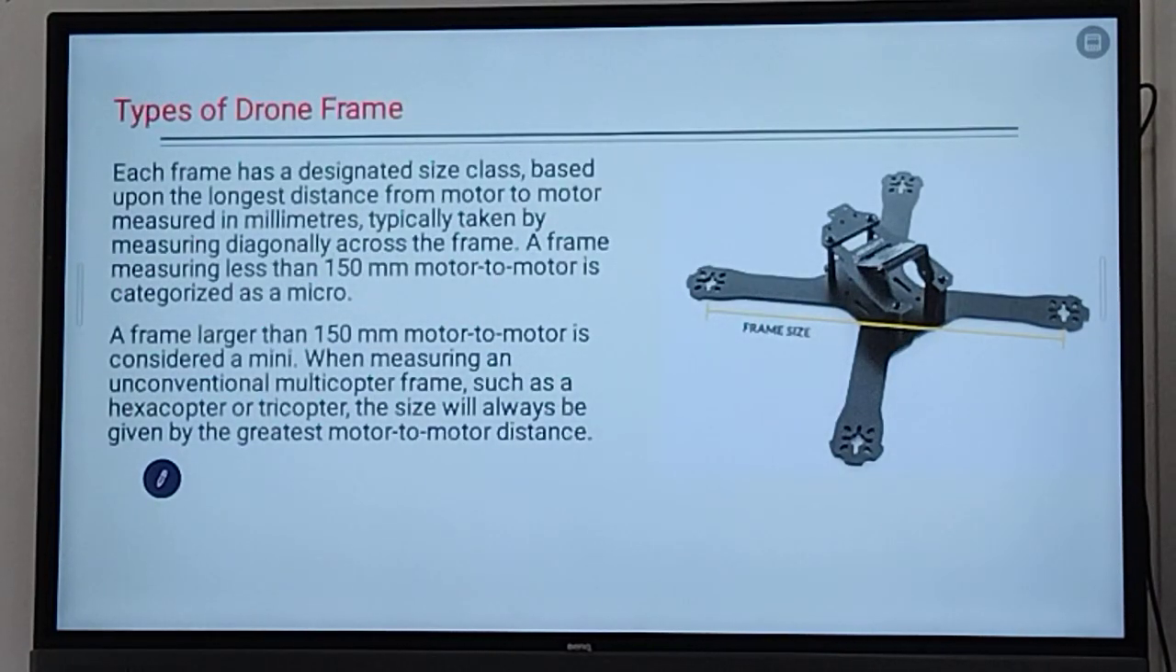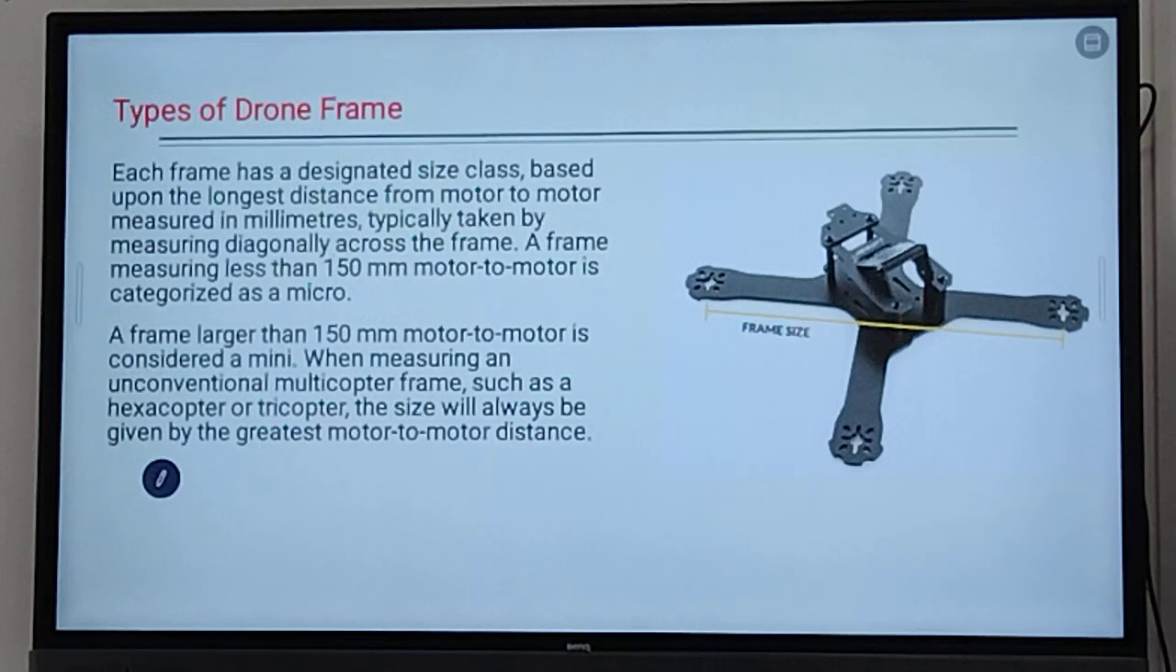Then types of different planes. There are different types of planes. Each plane has a designated size class based upon the longest distance from motor to motor. That distance is called frame size. It is measured in millimeters, typically by measuring diagonally across the frame.